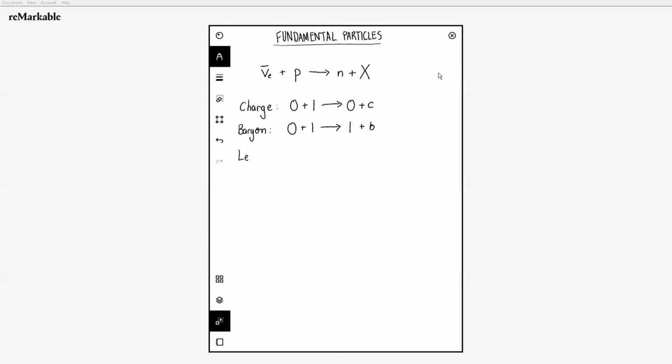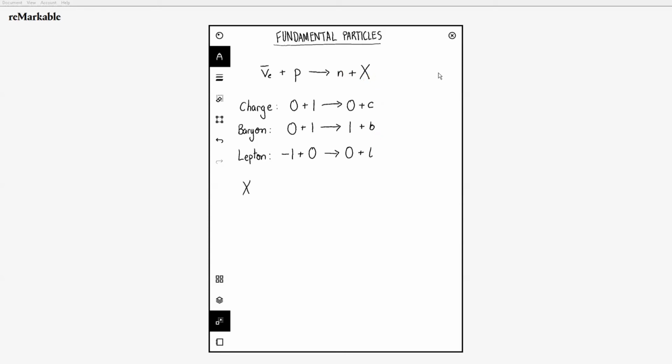And then finally, lepton number also has to be conserved. Electron neutrinos have a lepton number of 1, so therefore an anti-electron neutrino has a lepton number of -1. Protons aren't leptons, so they've got a lepton number of 0. Neutrons aren't leptons either, so they've got a lepton number of 0. And then small l will be our lepton number of this particle here.